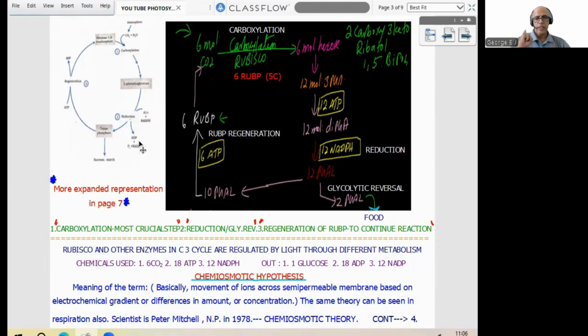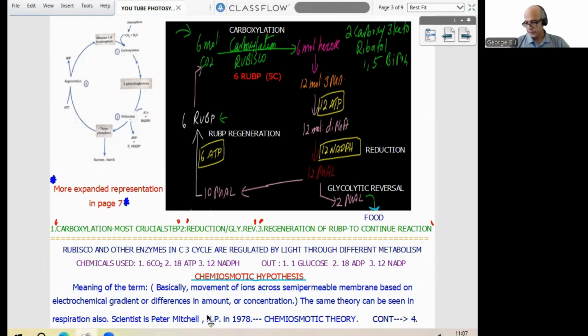3 steps. Carboxylation is the most crucial step. Step number 2 is reduction, or sometimes called glycolytic reversal. Third one is regeneration of RuBP, for the continuation of the reaction. So Rubisco and other enzymes in the C3 cycle are regulated by light through different mechanisms. That aspect we are not discussing, as it is not in NCERT.